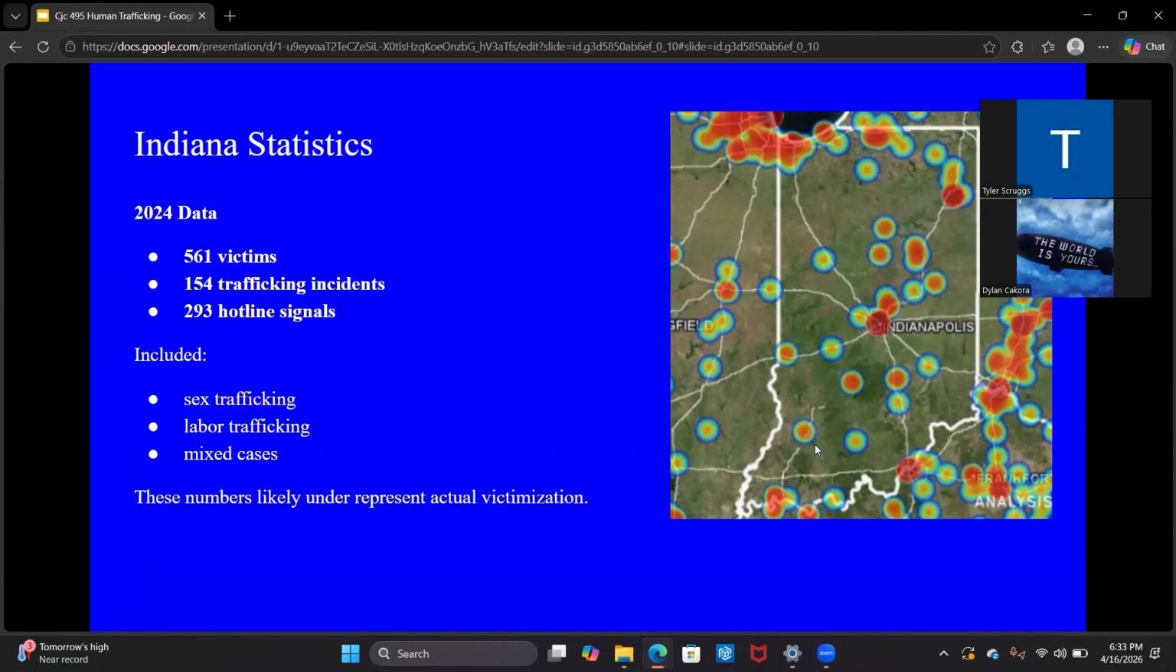Some statistics of Indiana from 2024. There were around 561 victims, 154 trafficking incidents, and 293 hotline signals. This is included with sex trafficking, labor trafficking, and of course, mixed cases. These numbers likely underrepresent actual victimization.